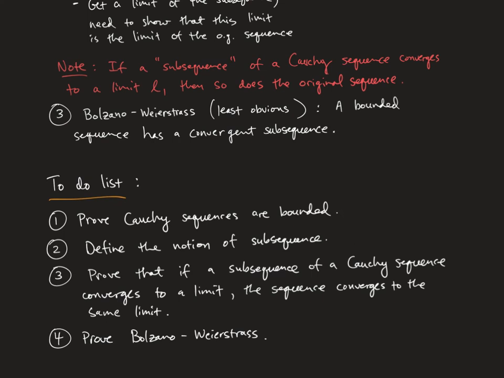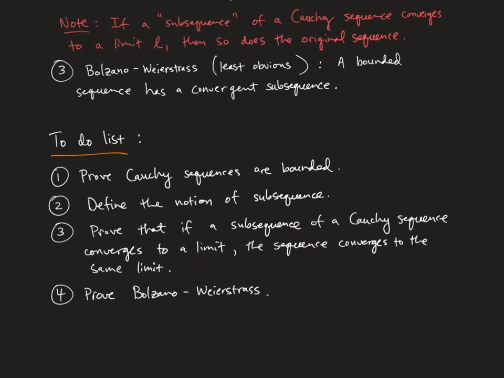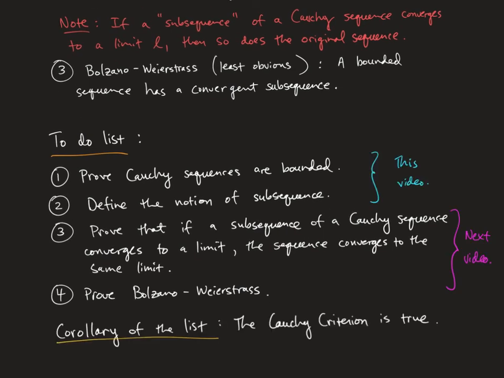And then in the next video come the more substantial proofs. The third item is the first proof there, which is that if you have a subsequence of a Cauchy sequence converging to a limit, then the full sequence itself actually converges to that same limit. And then we'll prove the Bolzano-Weierstrass theorem. And from that, the Cauchy criterion will then follow. Okay, so I'll probably put that at the end of this list. Okay, so this is the plan.